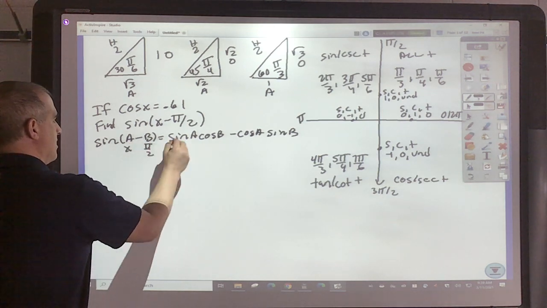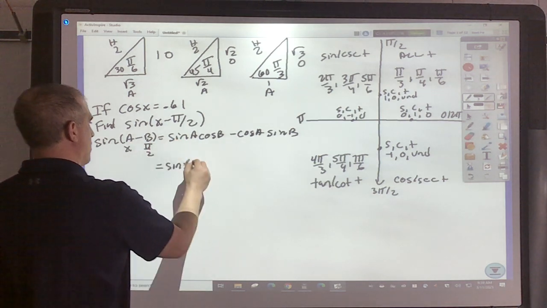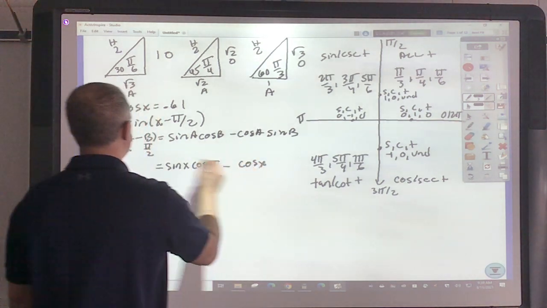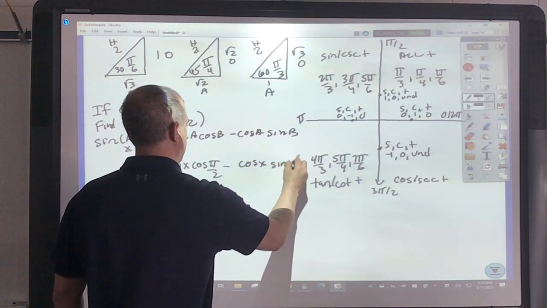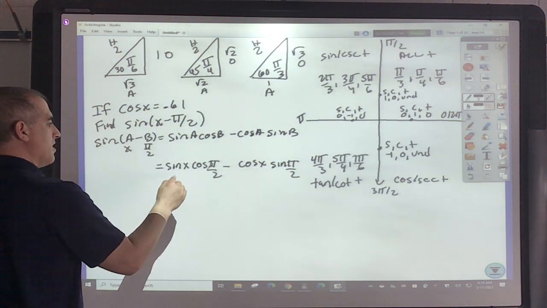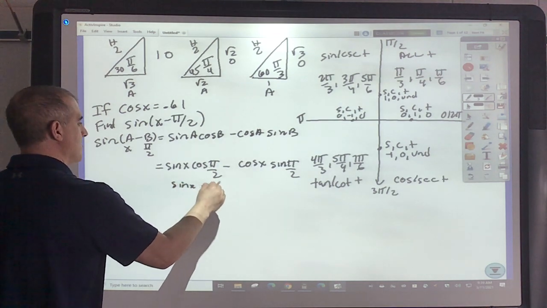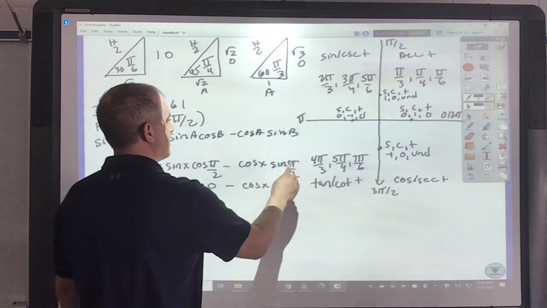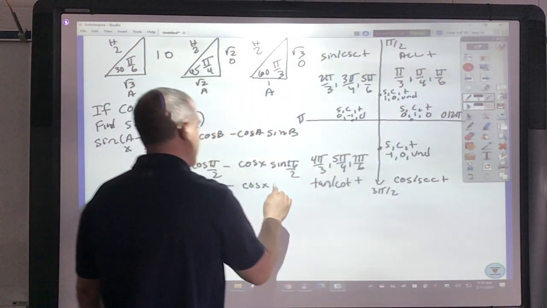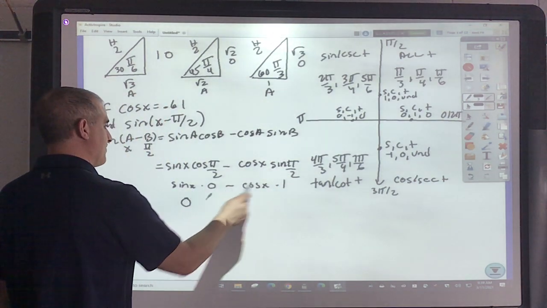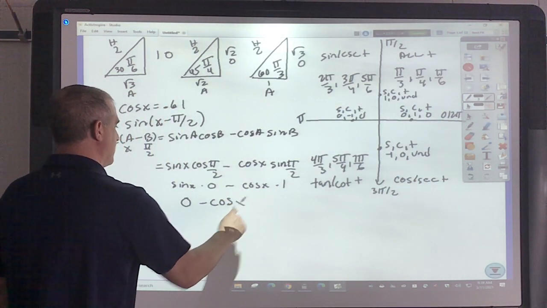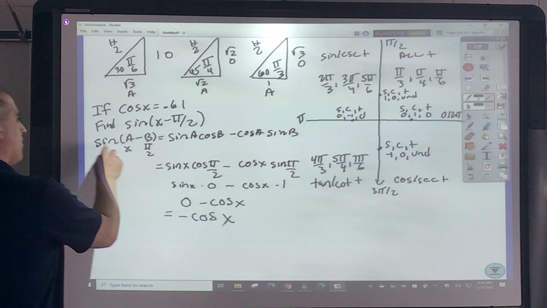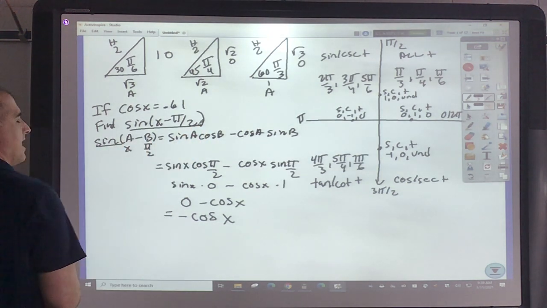So if I fill this in, this would be sine of x cosine of pi over 2 minus cosine of x times sine of pi over 2. Now, we know that this would be 0, because cosine at pi over 2 is 0. We got cosine of x, and sine of pi over 2 is 1. So 0 times that, and it would be minus cosine of x. So all this stuff right here is equal to negative cosine of x.